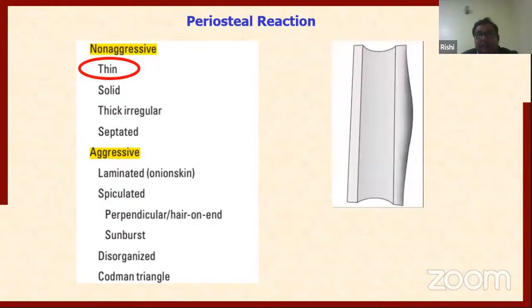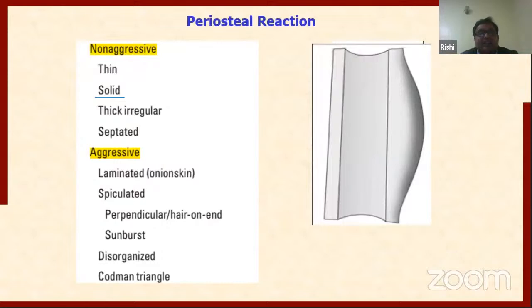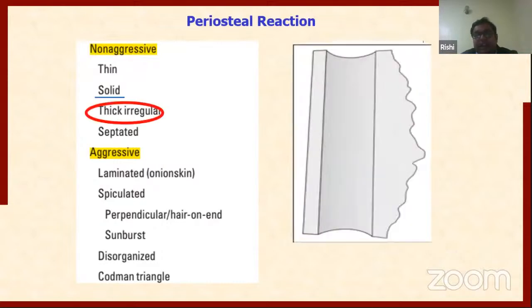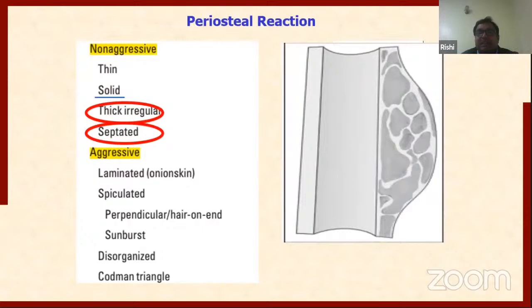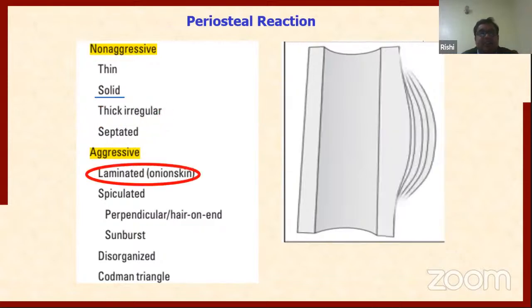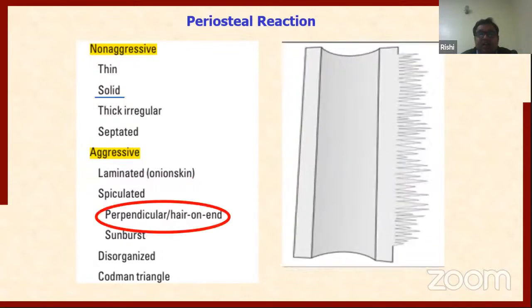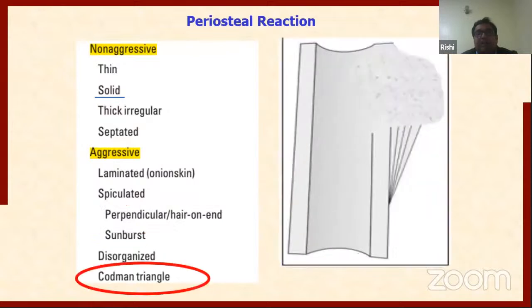So this is a thin kind of periosteal reaction. This is a solid kind of periosteal reaction. Thick irregular or septated periosteal reaction are usually common with benign bone tumors. So these are called non-aggressive kinds of periosteal reactions. Lamellated onion skinning periosteal reaction, perpendicular hair-on-end kind of periosteal reaction, or sunburst or Codman triangle are more commonly associated with malignant bone tumors. That's why they are considered aggressive kinds of periosteal reaction.